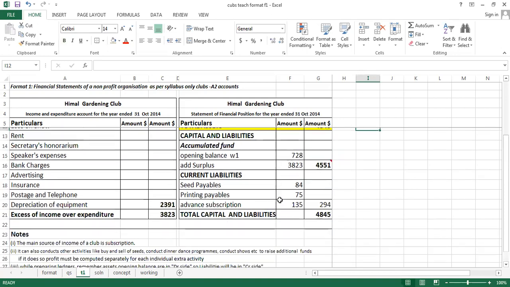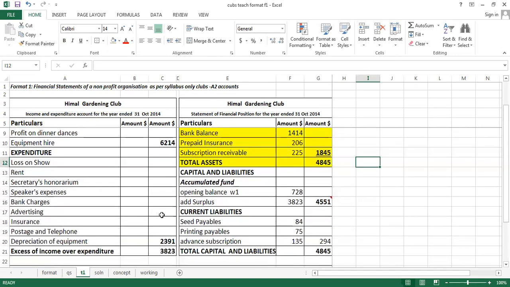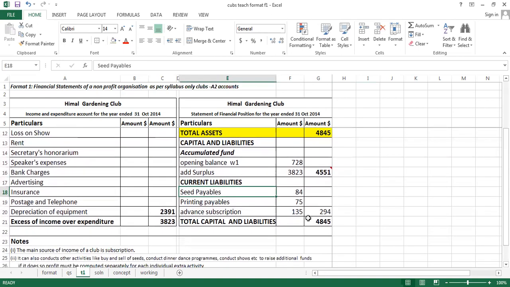Then below, we don't have non-current liabilities. If we had non-current liabilities, we would have placed them, but there are none here. Then we have current liabilities, which we have placed from the question. If you add these three up, 84 plus 75 plus 135, you get 294 as the total current liabilities.